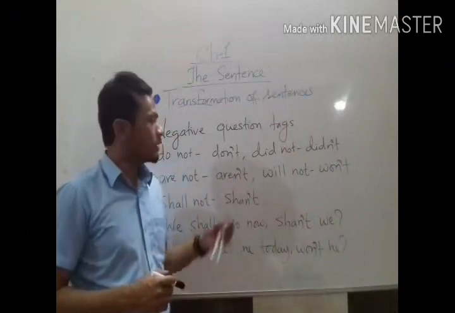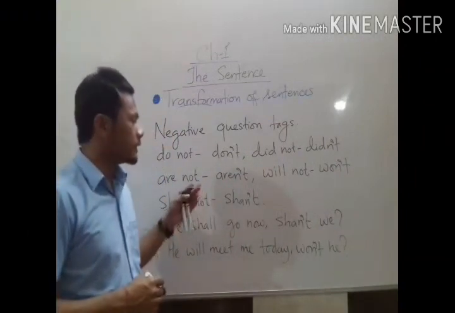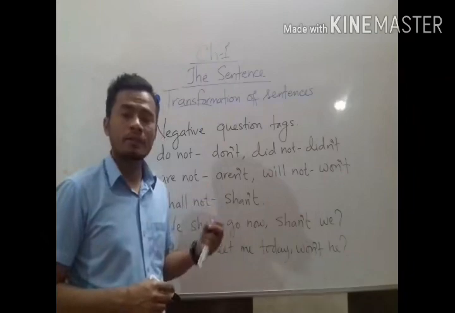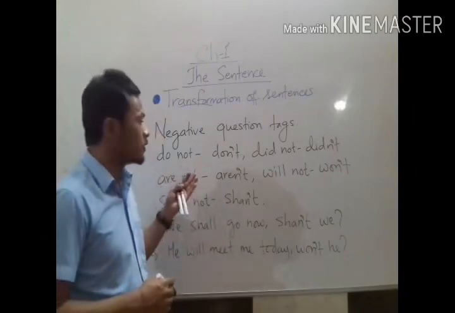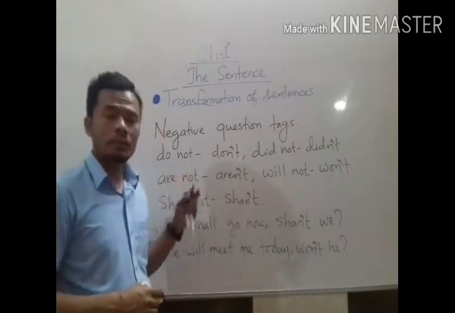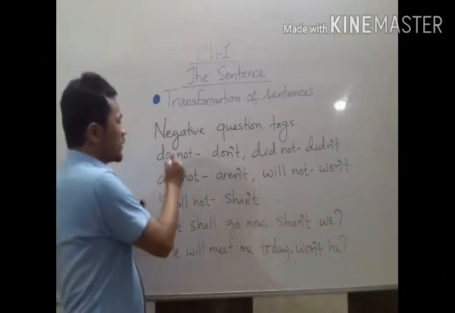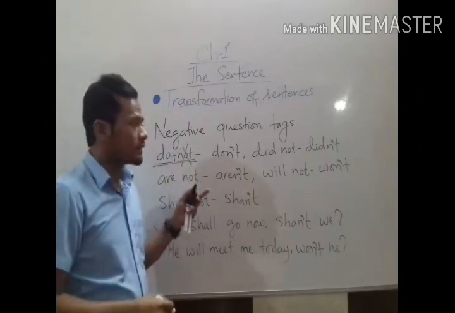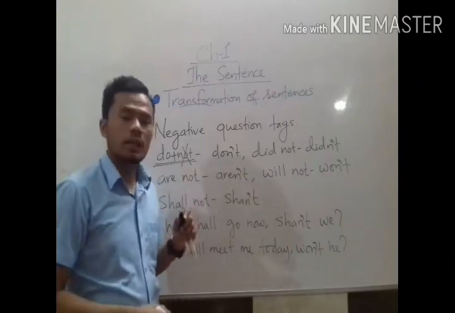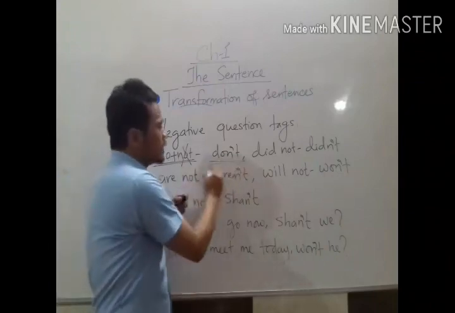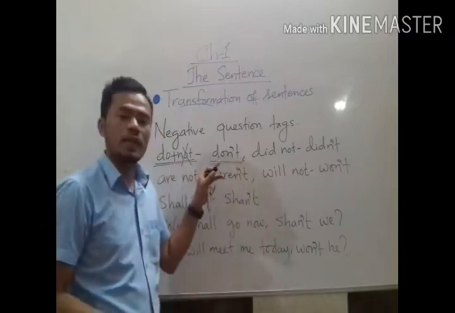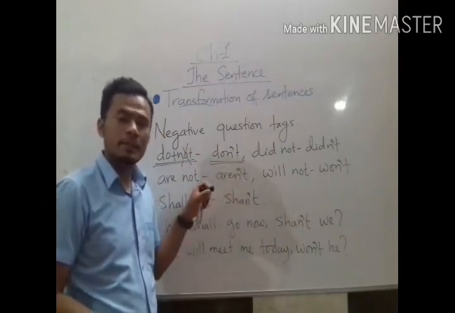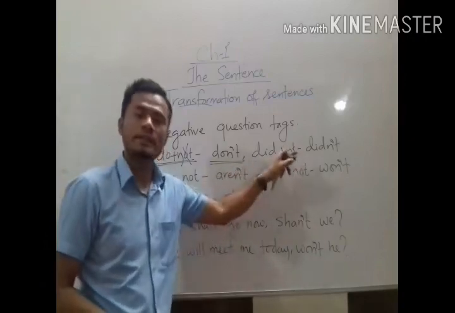Now let us discuss some negative question tags. I told you we make them by joining helping verbs and not together. Here are some examples of negative question tags, like do not will become don't. After joining do and not together, I will remove the O from that single word, and in place of O I will use an apostrophe. So don't. Don't is the contraction form of do and not, and it will be used as the negative question tag in the question if the statement is positive. Now did not will become didn't.